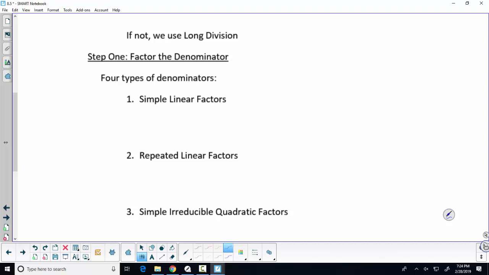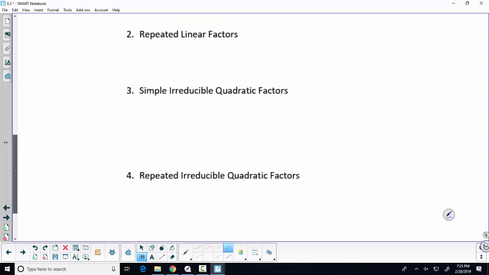Okay, so the three that you have on the handout are simple linear, repeated linear, and simple irreducible quadratic factors. We also have repeated irreducible quadratics. I didn't put that on the handout, but I do have that mentioned. We'll mention that, but we don't see any of those.